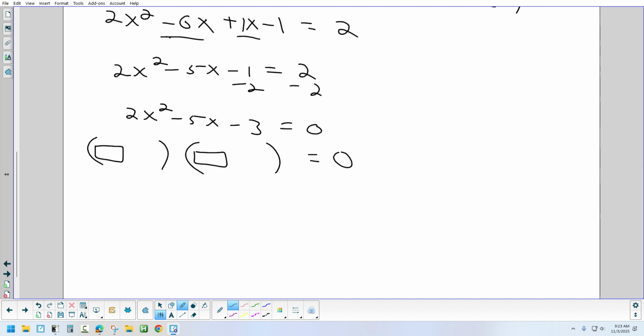2x, a 2x and an x. Perfect. Now we have a negative in the middle, and we have a negative in front of the constant. What does that mean your signs are? When you have negative, negative? Double negatives.